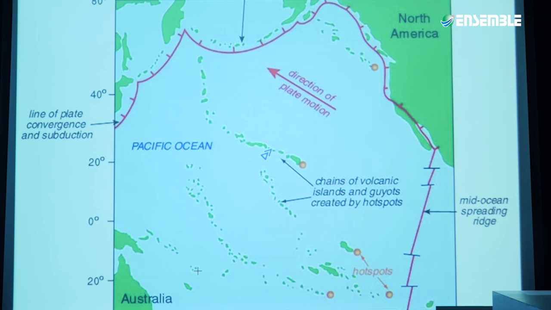Now, this is where the chain of volcanic islands and seamounts have been created by the hotspots, and that's where they exist. That also shows the direction of plate movement, as well as any change that may have taken place in the direction of the plates.